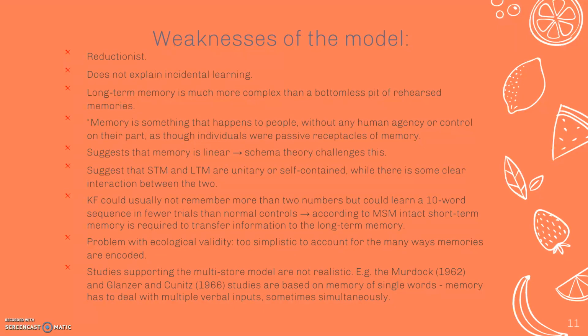It explains memory as something that happens to people without any human agency or control on their part, like individuals are passive receptacles of memory, but it's more active and an individual can shape it, which we'll talk more about when we talk about schema theory. It also does not include a lot of the components of long-term memory, like explicit memory, episodic memory, and implicit memory. It just sees it as long-term memory. It also suggests that memory is linear. And like I talked about a little prior, schema theory challenges this, and we'll go more into what that is in our next video.